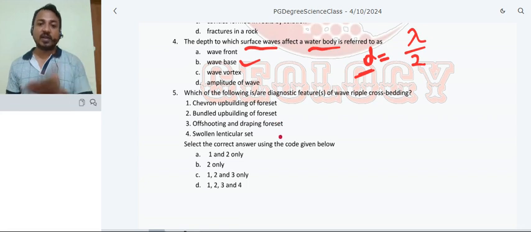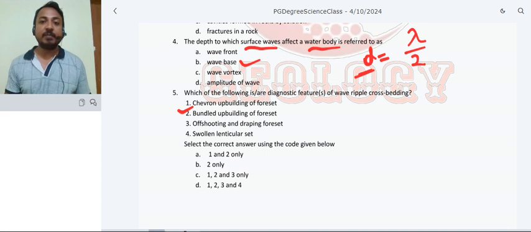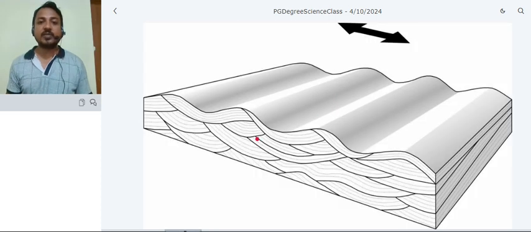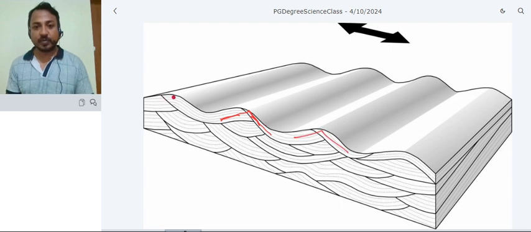Which of the following is a diagnostic feature of wave ripple cross bedding? First option is chevron upbuilding of foreset. Here the foreset will dip in both directions because it is wave ripple cross bedding, and they will upbuild like this, in a chevron shape. So it is called chevron upbuilding.